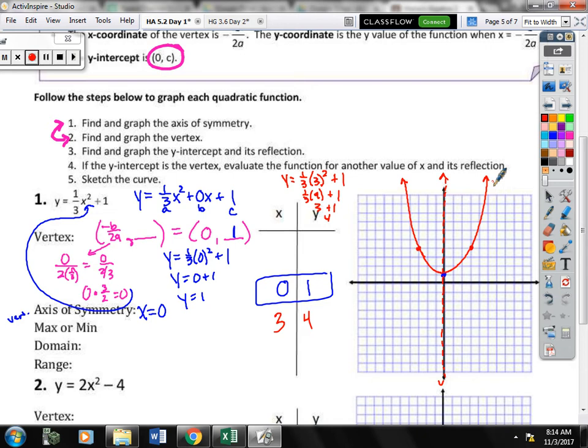Then they'll ask you a series of questions. Is this vertex a maximum or a minimum? What do we think? Abby? Minimum. It's a minimum. It's the smallest value that it touches. So you just have to circle min.